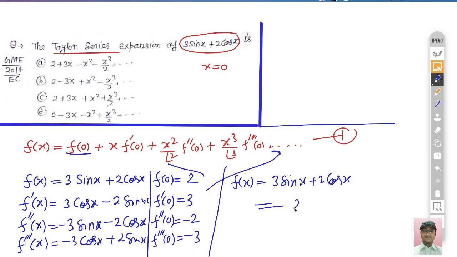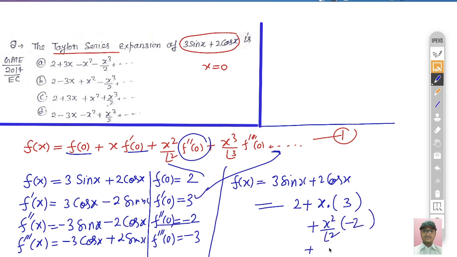f(0) which is 2, plus x into f dash 0. F dash 0 is what? 3, plus x square upon factorial 2 into f double dash 0. F double dash 0 is what? Minus 2, and plus x cube upon factorial 3 and f triple dash 0, that is minus 3, right? So finally you will get what? You have 2 plus 3x, then 2 will be cancelled out, you will get minus x square, and 3 will be cancelled out, and in the denominator you will get 2, so minus x cube by 2.